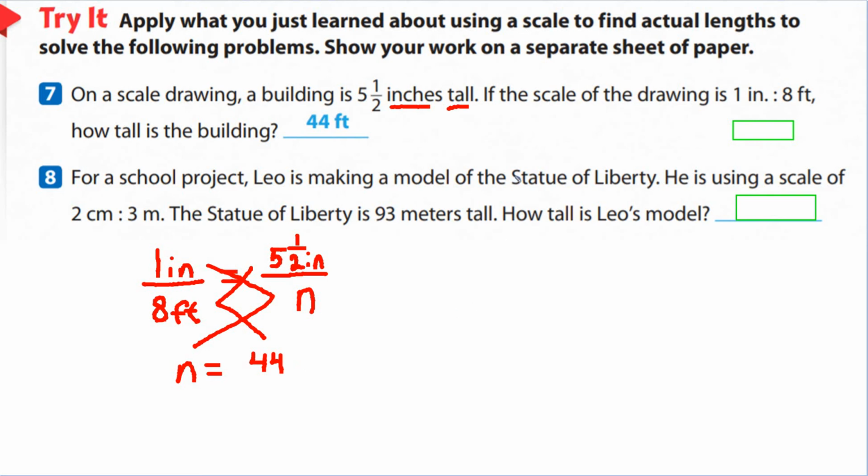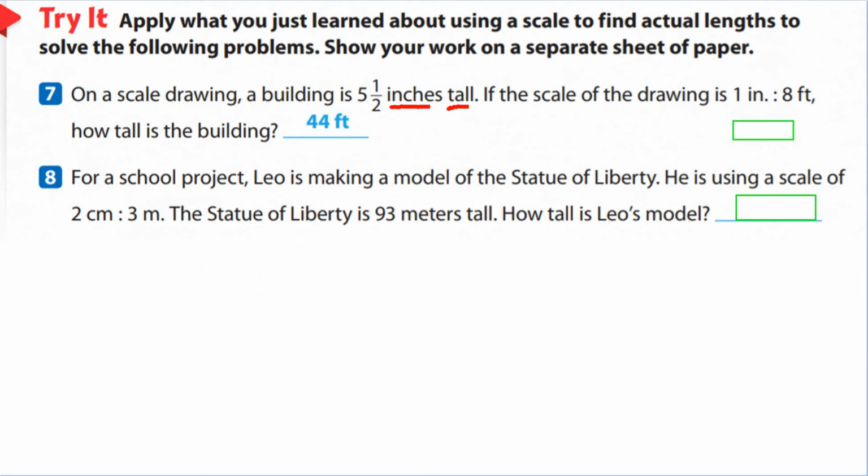If you created a table, you would do 1 inch to 8 feet. You would obviously label it. I'm just going a little bit quick here. Alright, there's more. 2 inches would be what? 16 feet. 3 inches, etc. Till you get 5 to 5.5. Okay? But I still think the best way of doing it is using proportions, as you can see what we just did. Let's look at number 8.